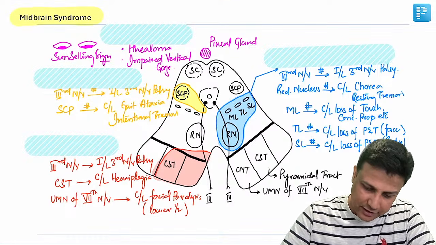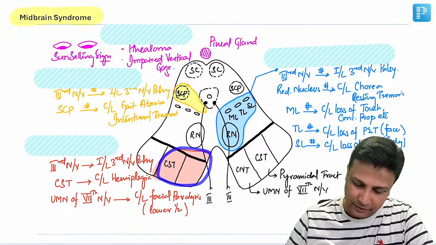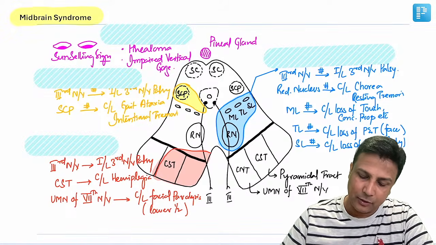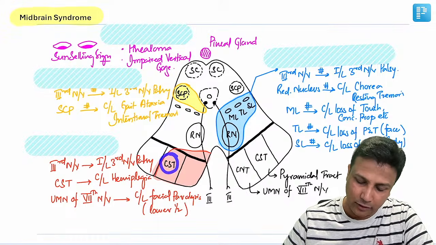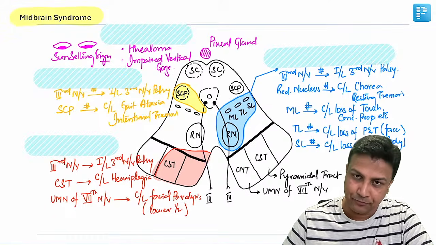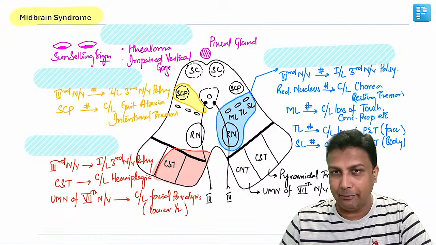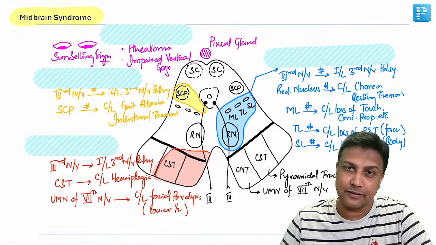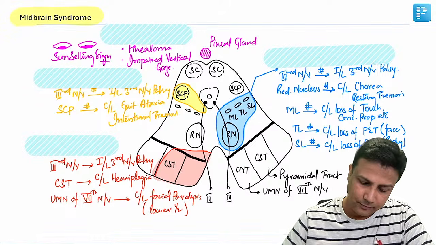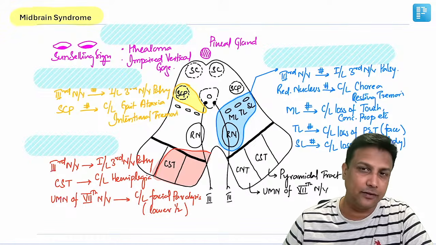Now suppose this part of the midbrain is involved. I mean to say you can clearly see the corticospinal tract is getting involved here, as well as the third nerve. And along with that, you will also have the UMN, upper motor neurons of the seventh nerve passing from here. So the third nerve, corticospinal tract and upper motor neurons of the seventh nerve are involved here.